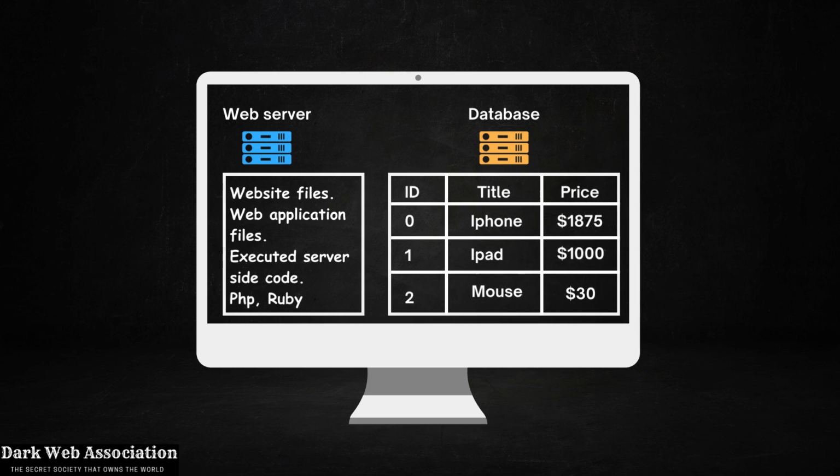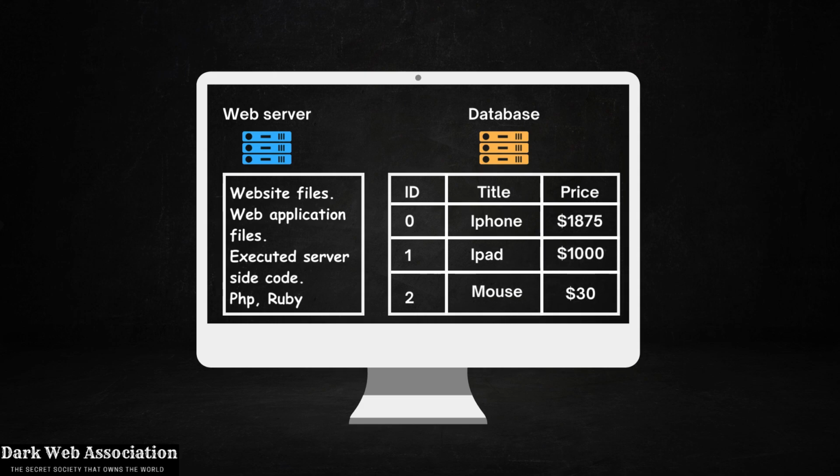Now the database contains a number of tables, and we have in here a sample of a table, and we're assuming that this table contains products that are being sold on a shop website. So you can see we have the ID of the products, we have the title, so this is an iPhone, an iPad, a mouse, and the price. We have the price in here for each of these products.